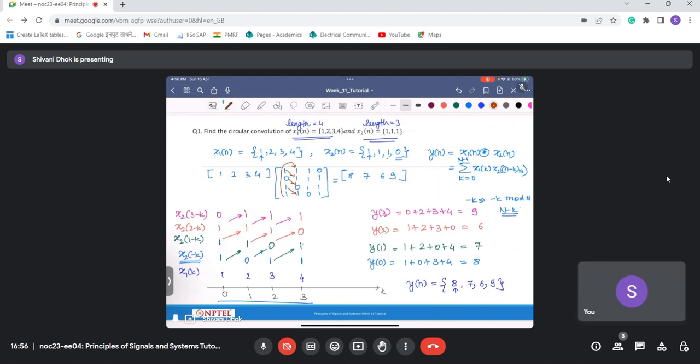Matrix method, just multiplication method. 8, 7, 6, 9 is the answer, right? For convolution. Yes. Just do a matrix multiplication. It's just a matrix multiplication. That looks simple to me.